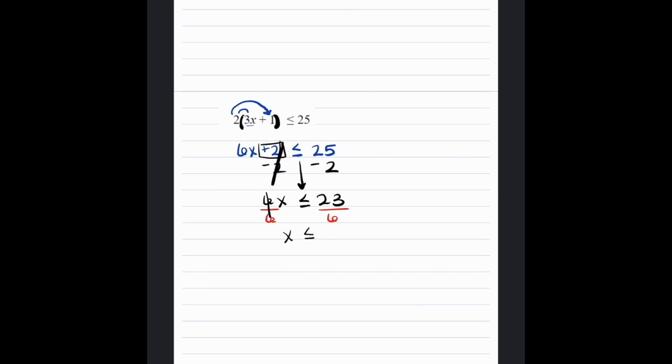23 divided by 6 is 3.8, and then it goes on 3 forever, so we could just stop it there. And that would be our inequality.